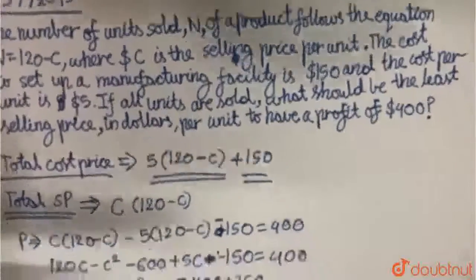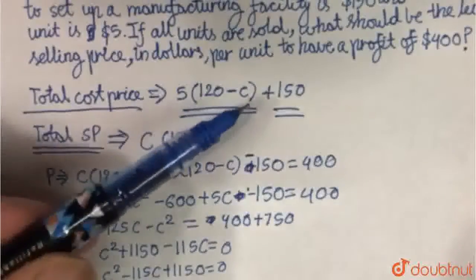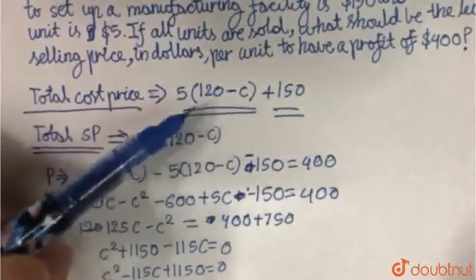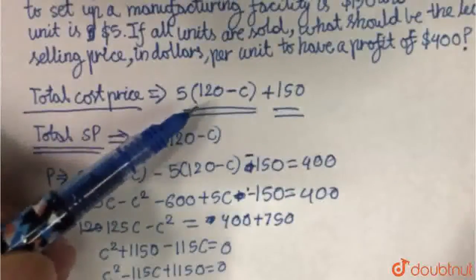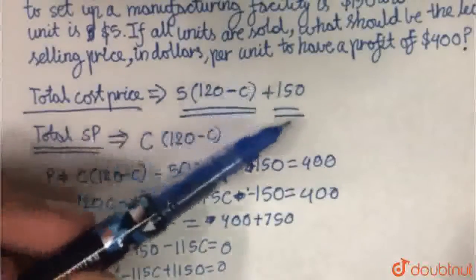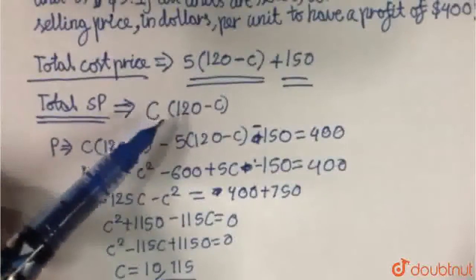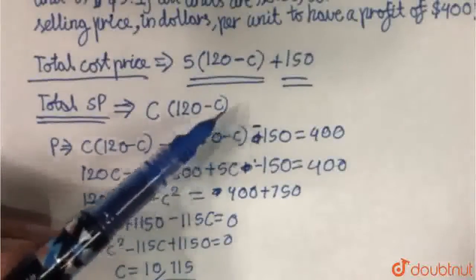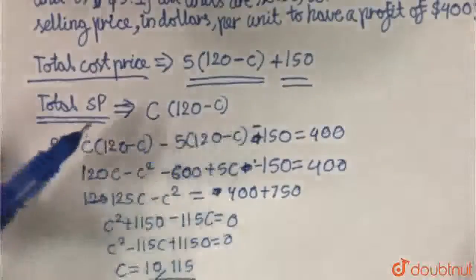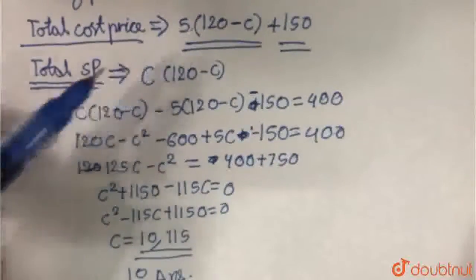of $400? So the total cost price you could see is 5 into 120 minus c plus 150, where 120 minus c is the number of units which is being sold and 5 is the cost price per unit plus 150 is the additional manufacturing installation price. Total selling price is c, which is the selling price, into 120 minus c, which is the number of units which is sold. So on subtracting the cost price from the selling price, we get the profit.